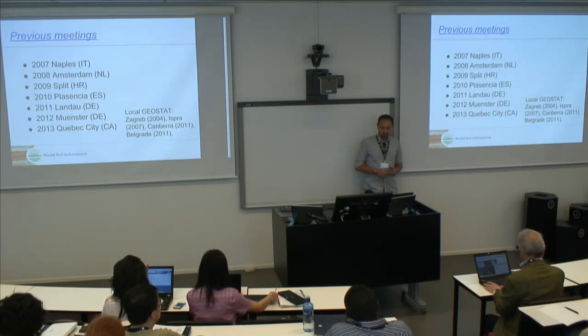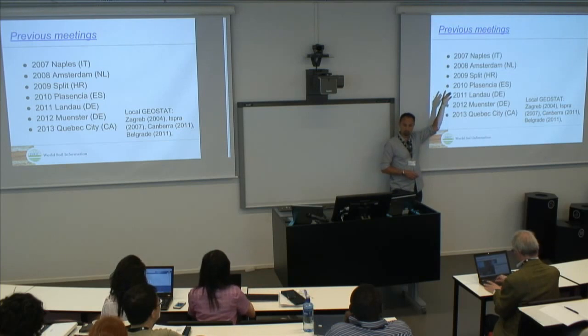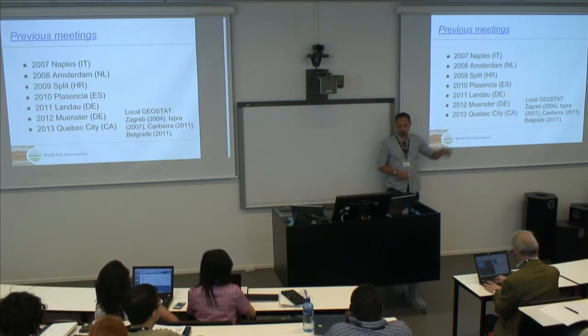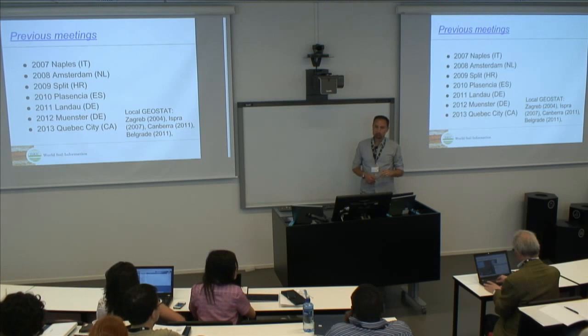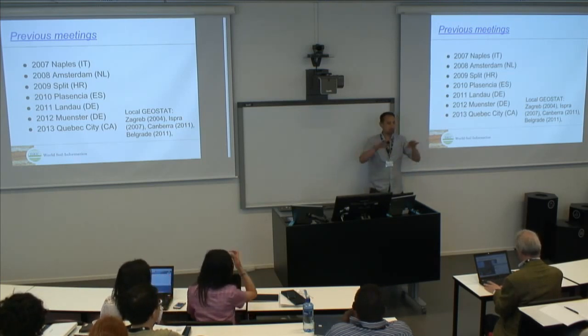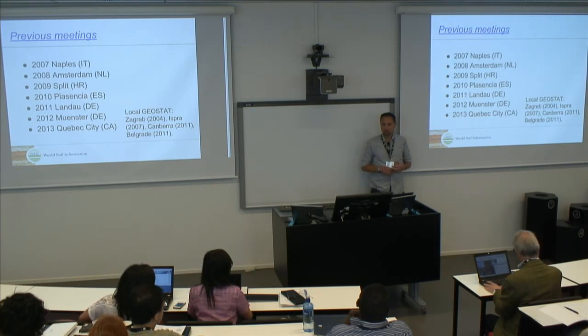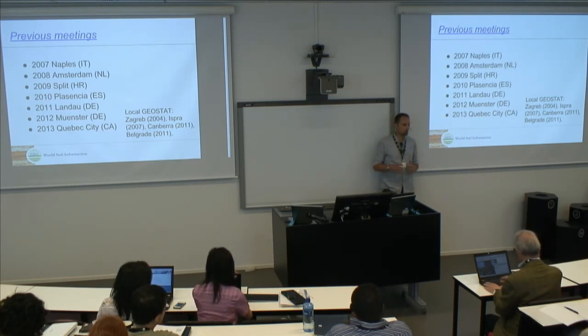These are the previous meetings. By the way, everywhere you see a blue font and an underline, it means it's an embedded link, of course. And if you want to see the complete list of courses, if you follow that, you'll see it. So we moved around Europe, and we also went to Canberra in Australia. We were in Quebec City last year, so that was the first North American GeoStat. And so we move around. Actually, we do a local GeoStat and a big GeoStat. This is classified as a big GeoStat.